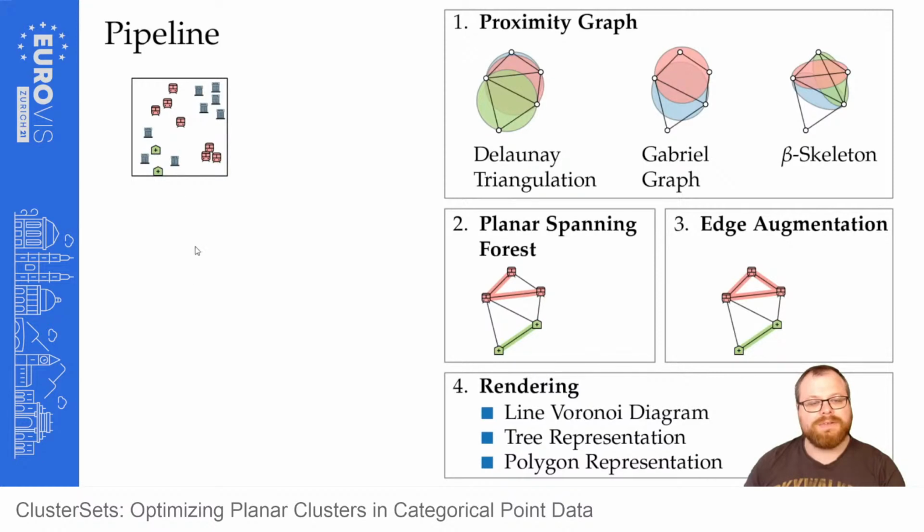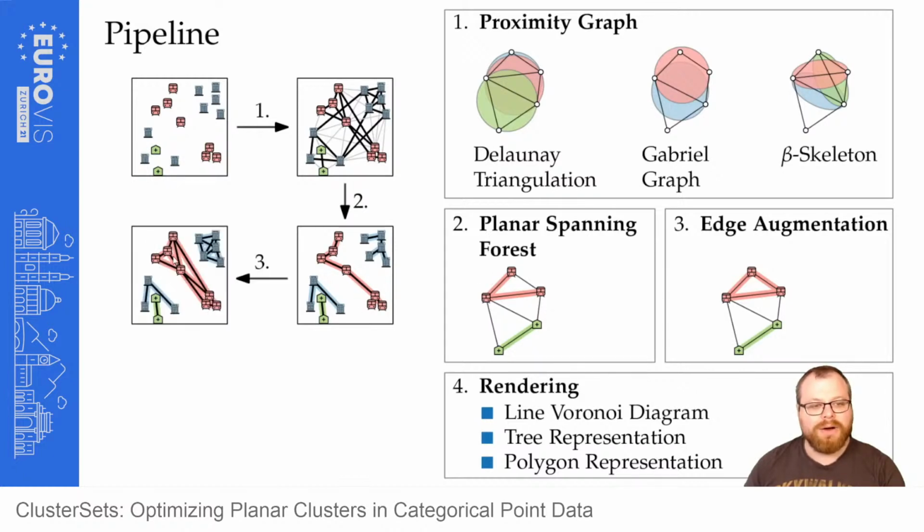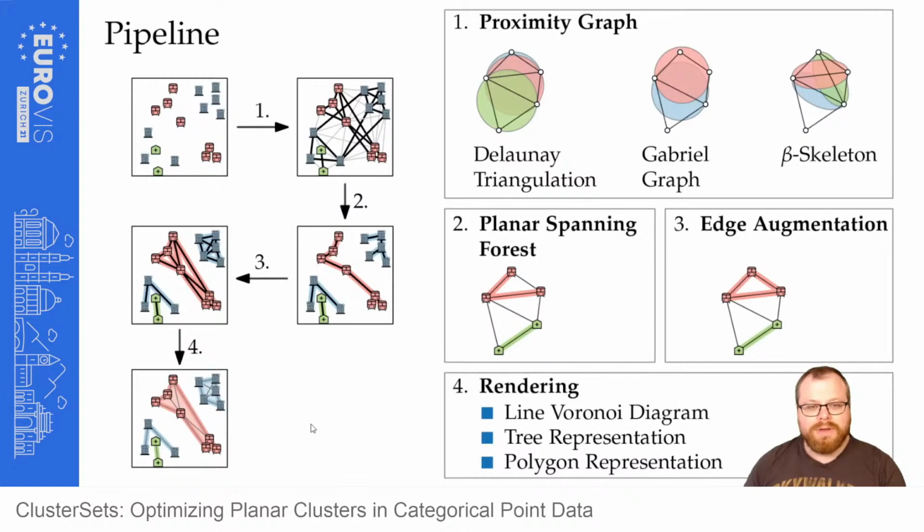We have 3 sets of points here. First, we create a proximity graph with a beta skeleton with low beta, and then we can already remove all these edges that are not monochromatic because we don't need them anymore. Now we find a planar spanning forest, and in step 3 add back all the edges we can inside the same cluster. And now we use the polygon representation to render the solution.